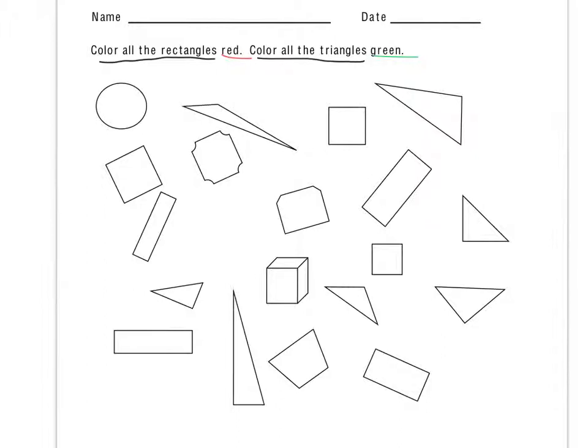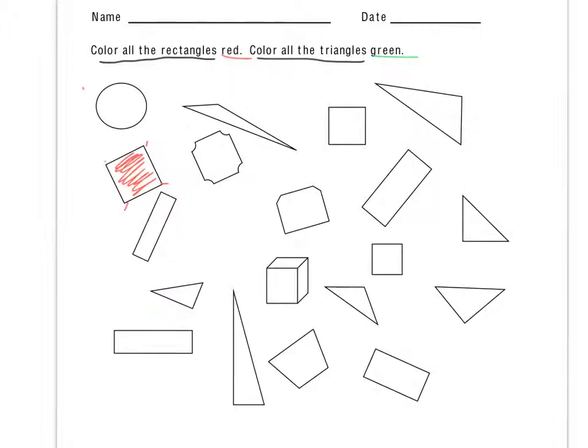So if I look at my first shape up in the top left, that has no sides, so we're not going to classify that at all. And we can't classify it as a rectangle. So down below it, I see I have 1, 2, 3, 4 corners and all straight sides. So I'm going to color that one red.